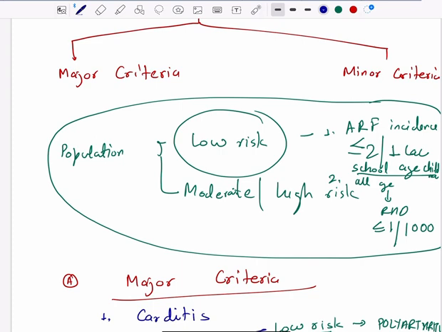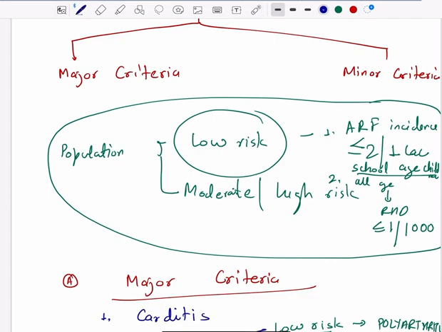So when you consider the major criteria for low risk or moderate risk, carditis, clinical or subclinical, is there for both, as per the 2D echo finding or the clinical aspect. Arthritis, for my low risk population, is polyarthritis only. For moderate or high risk, it is monoarthritis, and you also consider polyarthralgia. Mind it, in the low risk population polyarthralgia is a minor criterion. Now chorea, erythema marginatum and subcutaneous nodules are major criteria for both risk populations.